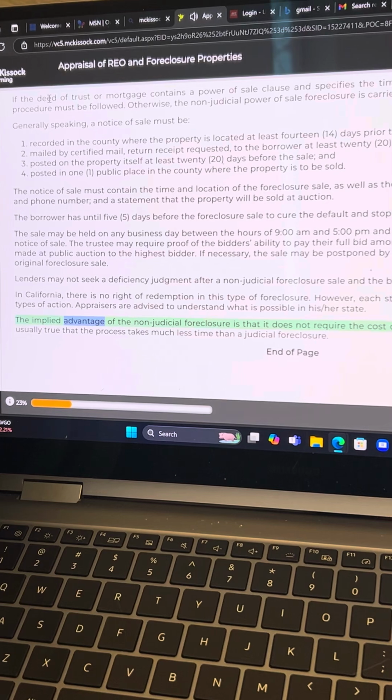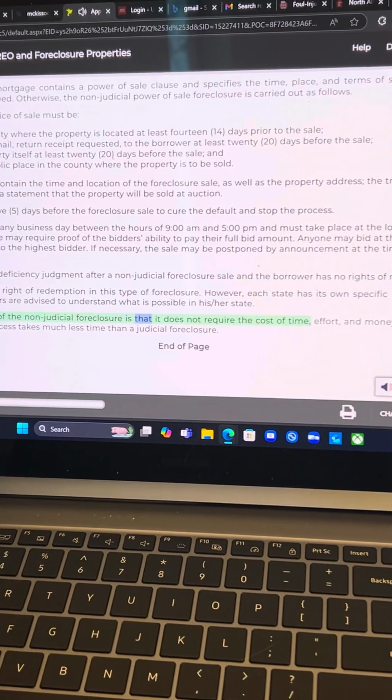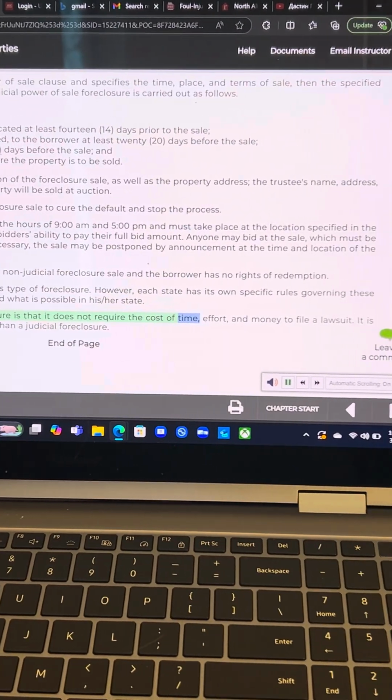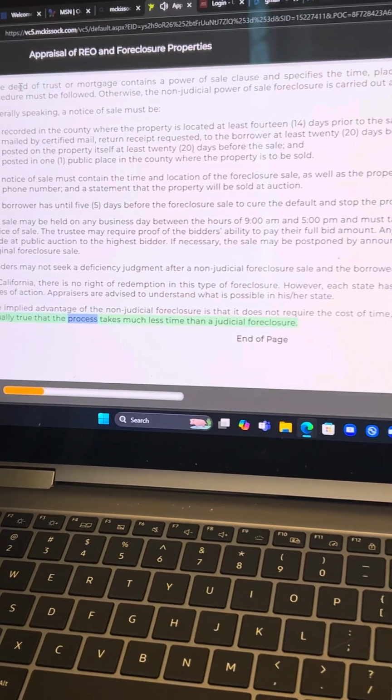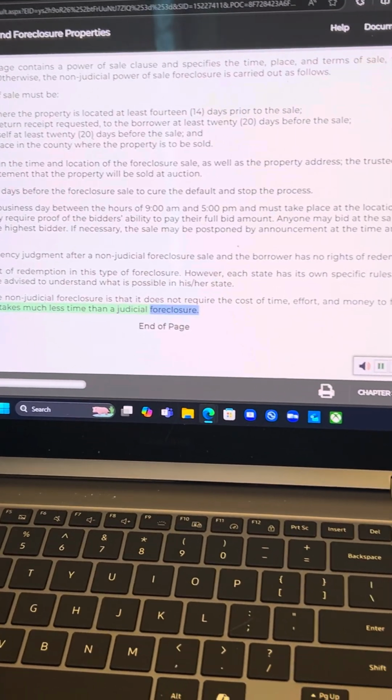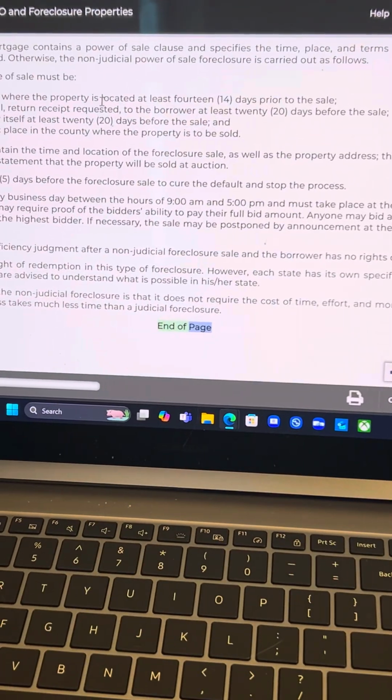The implied advantage of the non-judicial foreclosure is that it does not require the cost of time, effort, and money to file a lawsuit. It is usually true that the process takes much less time than a judicial foreclosure. End of page.